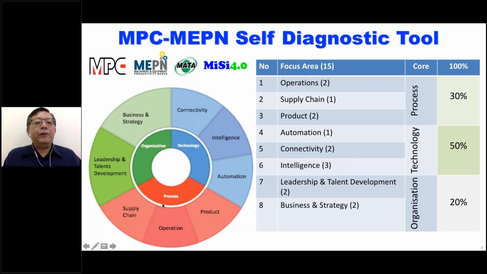Then the second one, look at the process. For process, we divide the area into 3 areas. Number 1 is operations. Number 2 is products. And number 3 is the supply chain. Another key pillar that we look at is the technology pillar. This is an important pillar in order for us to really implement Industry 4.0. The first area is automation, then we have intelligence, then the third one is connectivity.